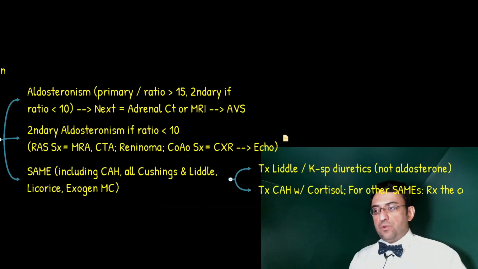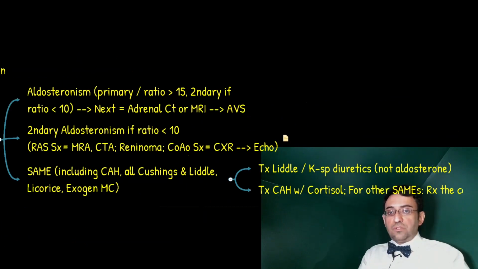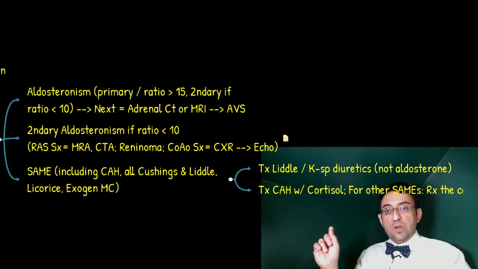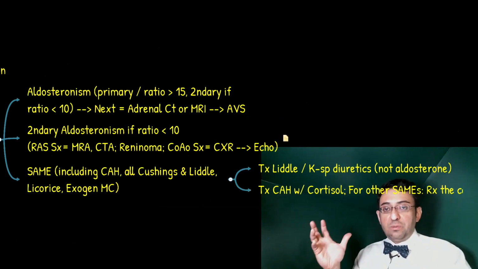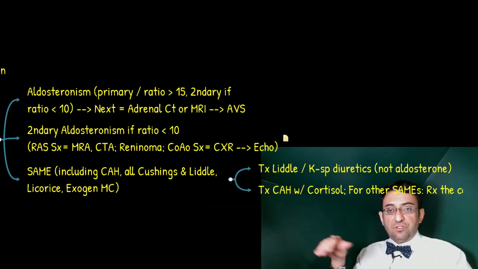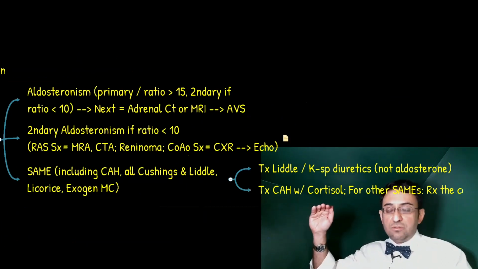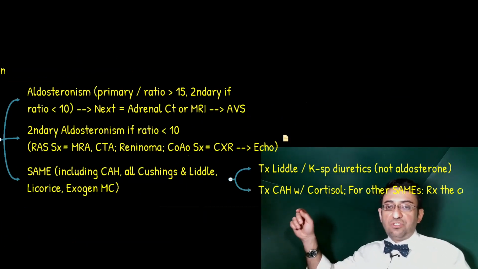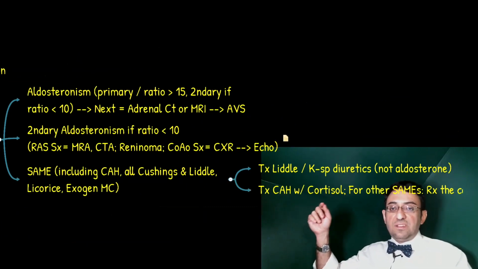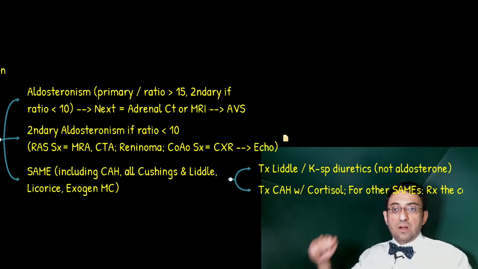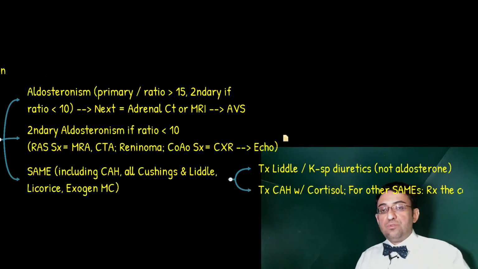For example, if Cushing is the etiology, surgical resection could be the treatment. But what is the treatment for congenital adrenal hyperplasia causing the symptoms of SAME? As usual, we treat congenital adrenal hyperplasia with cortisol. Why is it so? The buildup of substrates that are responsible for the symptoms is because there is no negative feedback on ACTH. So if we provide exogenous cortisol, it will inhibit ACTH and it will reduce the buildup of the substances in the steroidogenic pathway.